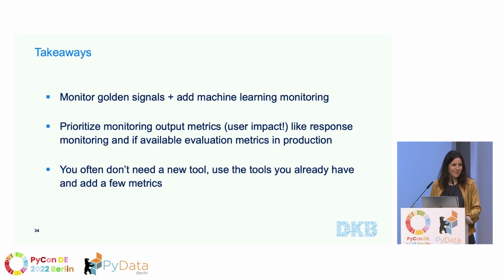Okay, takeaways. You should monitor the 4 golden signals, and you should monitor some machine learning metrics. You should prioritize, in my opinion, the output metrics, like response monitoring, or if you can, evaluation metrics in production. And you don't need a new tool. You can use the tools that you already have, and add a few metrics.